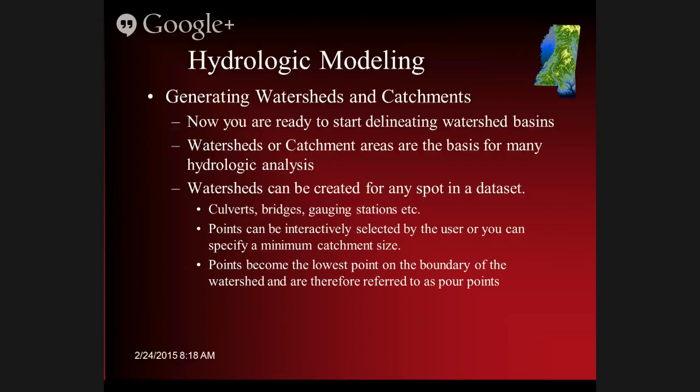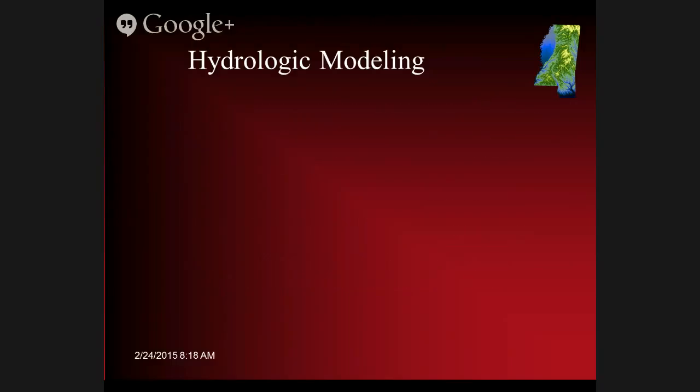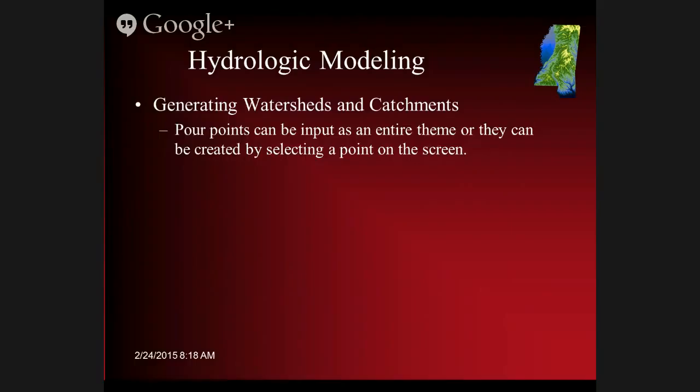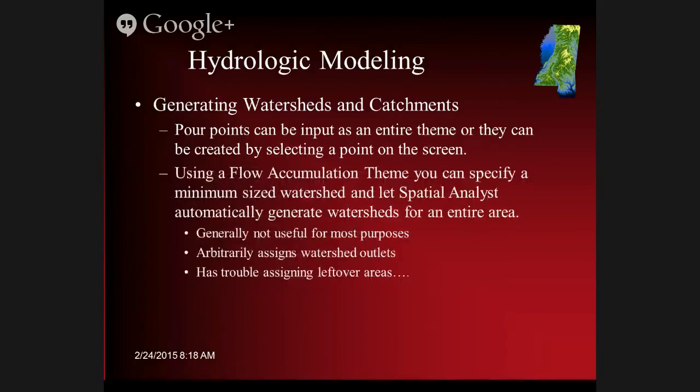We can do the same thing with hydrologic flow. So we could interactively choose a point to be the pour point. You can input a pour point as an entire theme or a layer. Theme is an old way to say layer, sorry. Or they can be created by selecting a point on the screen.